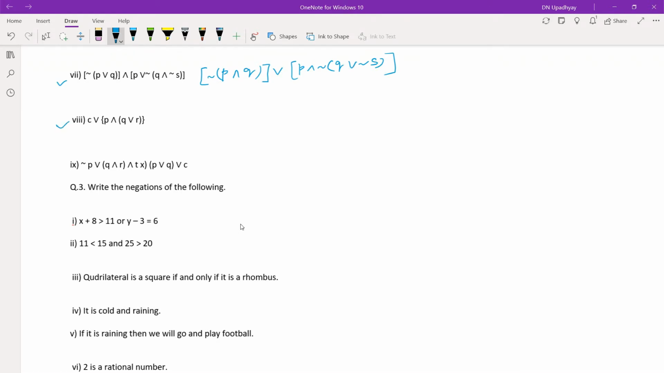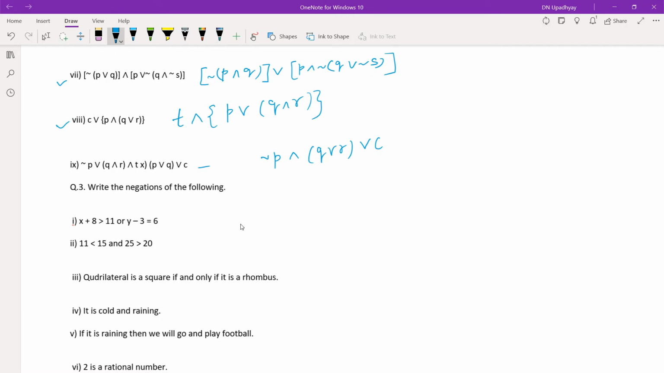Question number 8, we just have to change C into T. So T and P or Q and R. So this will be the dual. And for this ninth, negation P or Q or R or C.